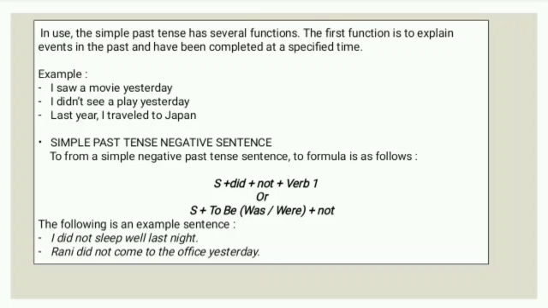Simple past tense negative sentence. To form a simple past tense negative sentence, the formula is as follows: subject plus did plus not plus verb 1, or subject plus to be, was or were, plus not. The following are example sentences: I did not sleep well last night. Rani did not come to the office yesterday.